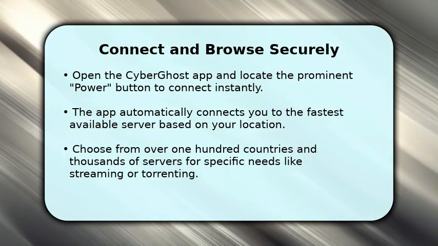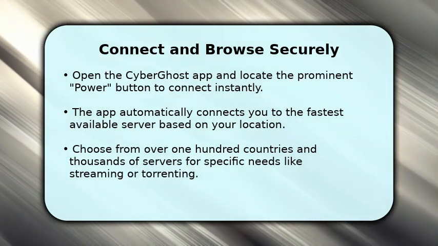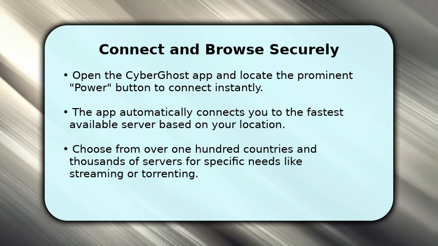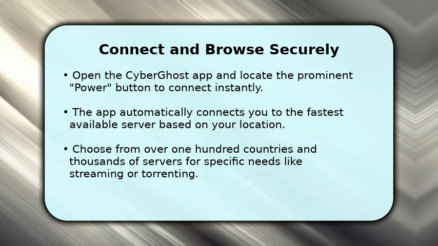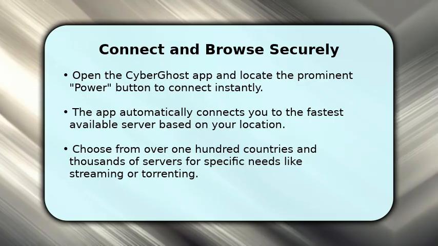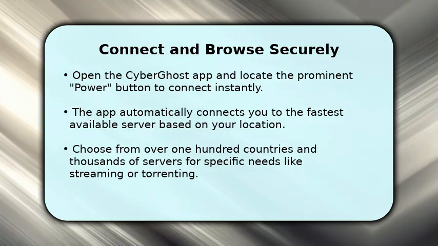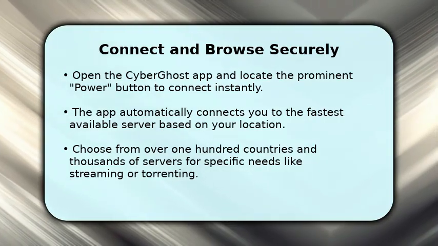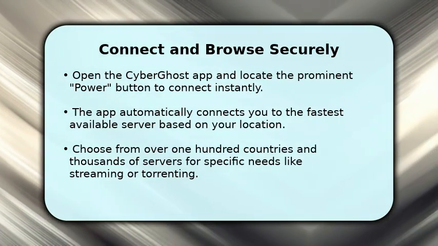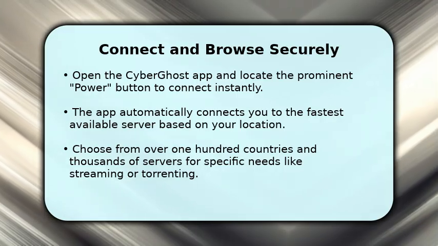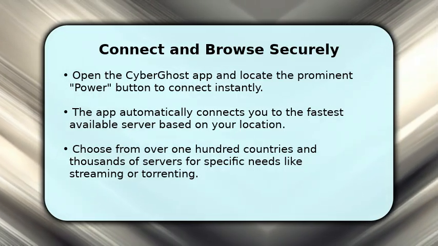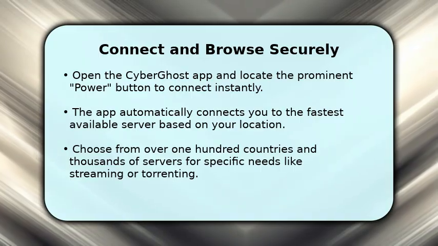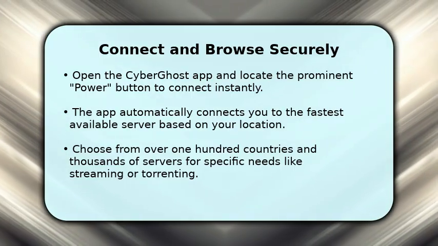Once installed, connecting to CyberGhost is incredibly easy. Just open the app and click the large Power button. It will automatically connect you to the best available server for optimal speed. If you prefer, you can manually select a server from over 100 countries and thousands of options. This allows you to access content or services from specific regions, enhancing your online freedom and privacy.